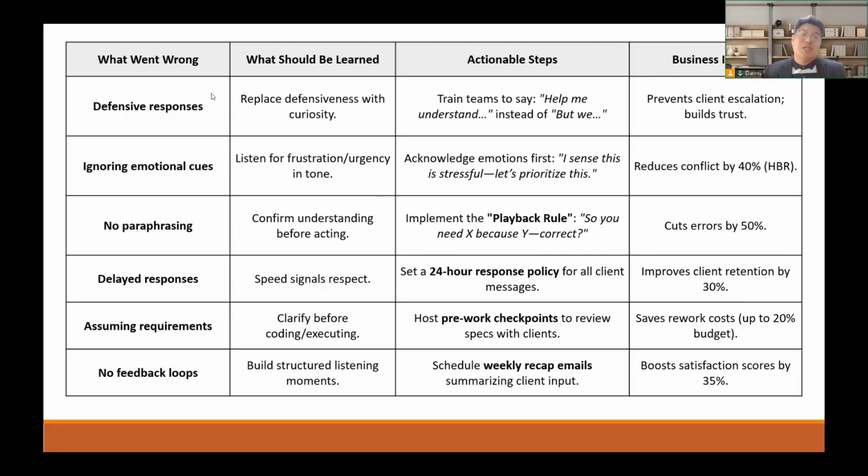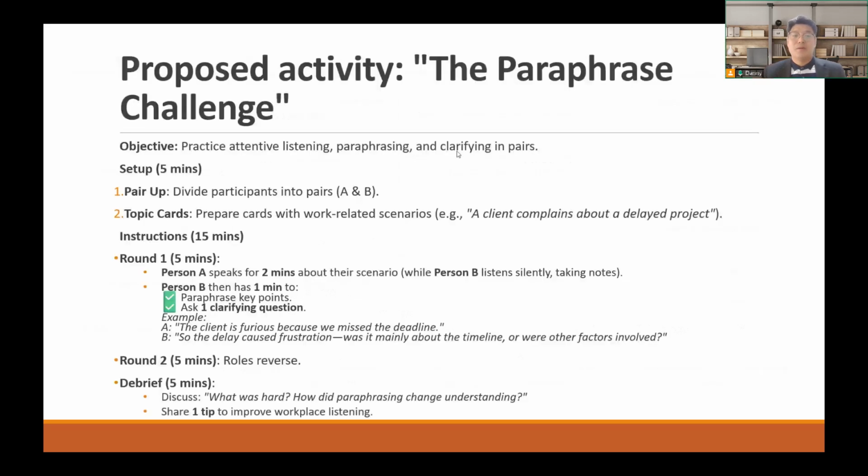Okay, so these are the minutes, or key takeaways previously, for your information in the table. And the last proposed activity is a kind of paraphrase challenge. So you're going to have this kind of attentive listening, active listening activity. By the setting up, you have to pair up with the corresponding people. You choose the topic cards, okay? So these topic cards should be related with the work. And then you can have the round one by following the rubrics here, okay?